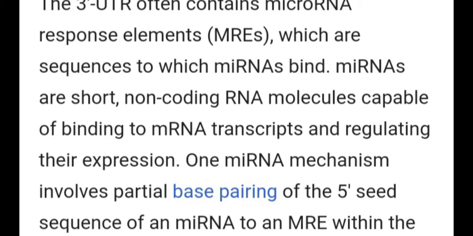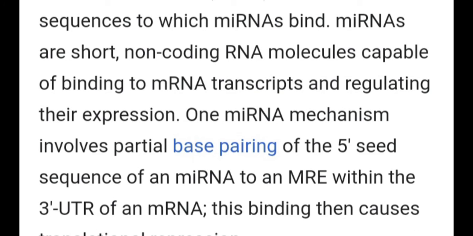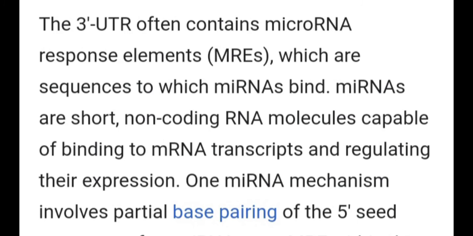miRNAs are short non-coding RNA molecules which bind to the mRNA transcripts and regulate the expression of that mRNA. Again I repeat, what are miRNAs? They are short single stranded non-coding RNA molecules capable of binding to mRNA transcripts and regulating the expression of that mRNA. How can it be done? It cannot be done alone. With the help of some proteins like the dicer enzyme and the RISC, mainly the RNA induced silencing complex, it associates with that complex, and then it binds to the target mRNA by complementary base pairing, and then it can regulate the expression of that mRNA.